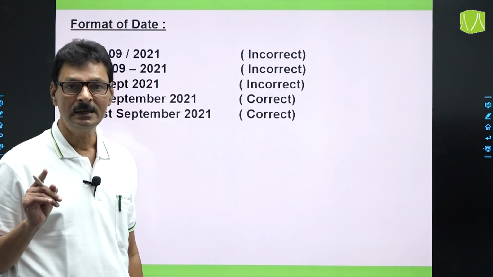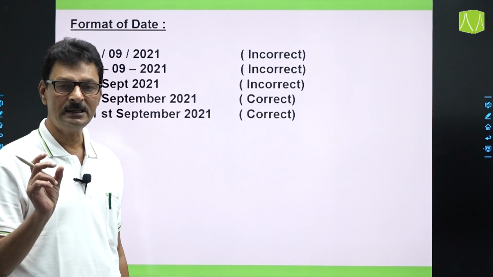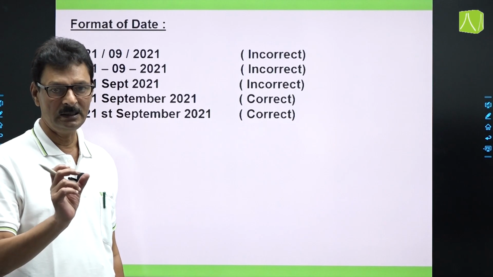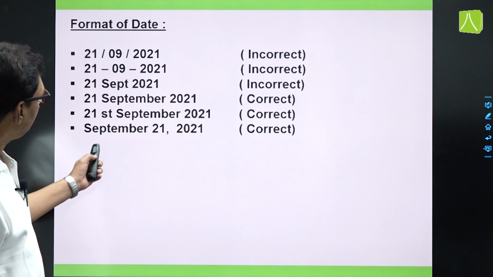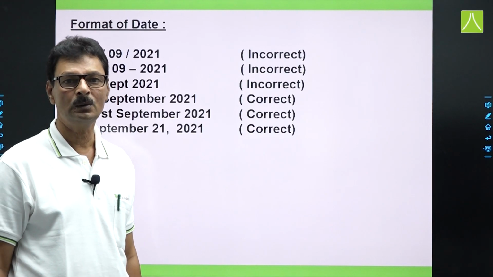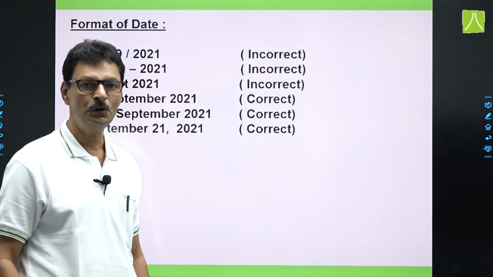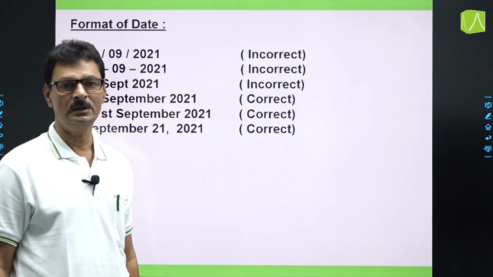But just see to it that you do not make it 21 to the power of ST. Write this ST, ND or RD in the same line. And if you want to write the date this way, September 21, yes, that too is also allowed. So, I hope how to write the date is clear in the mind of all my students.